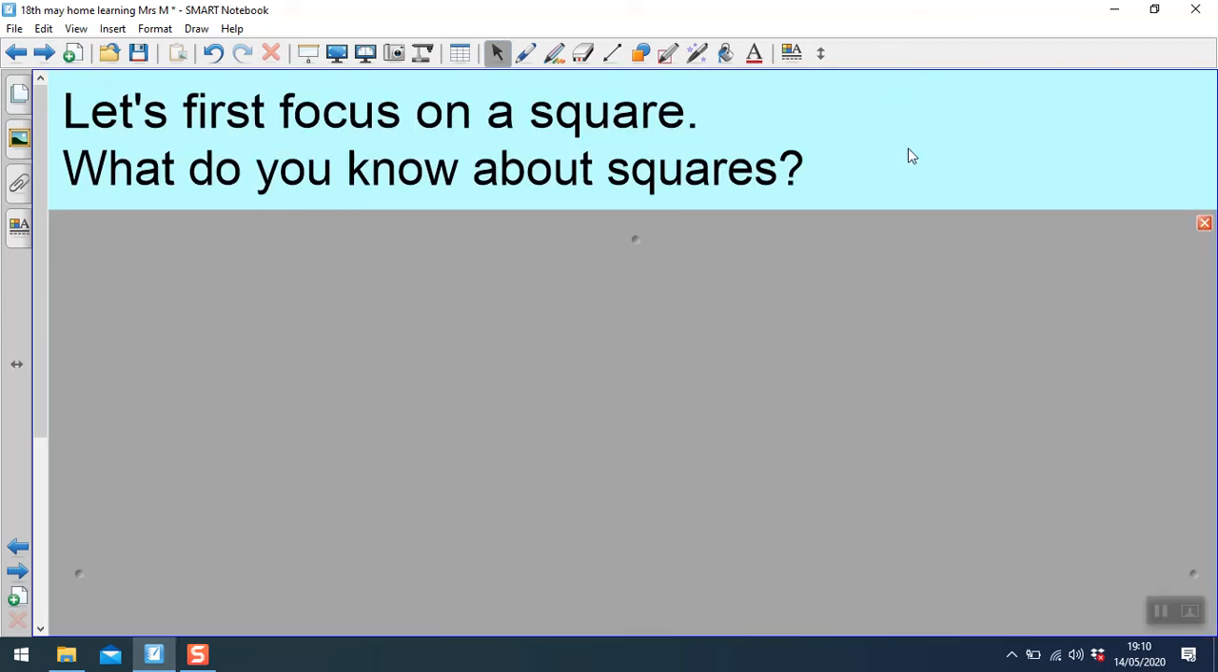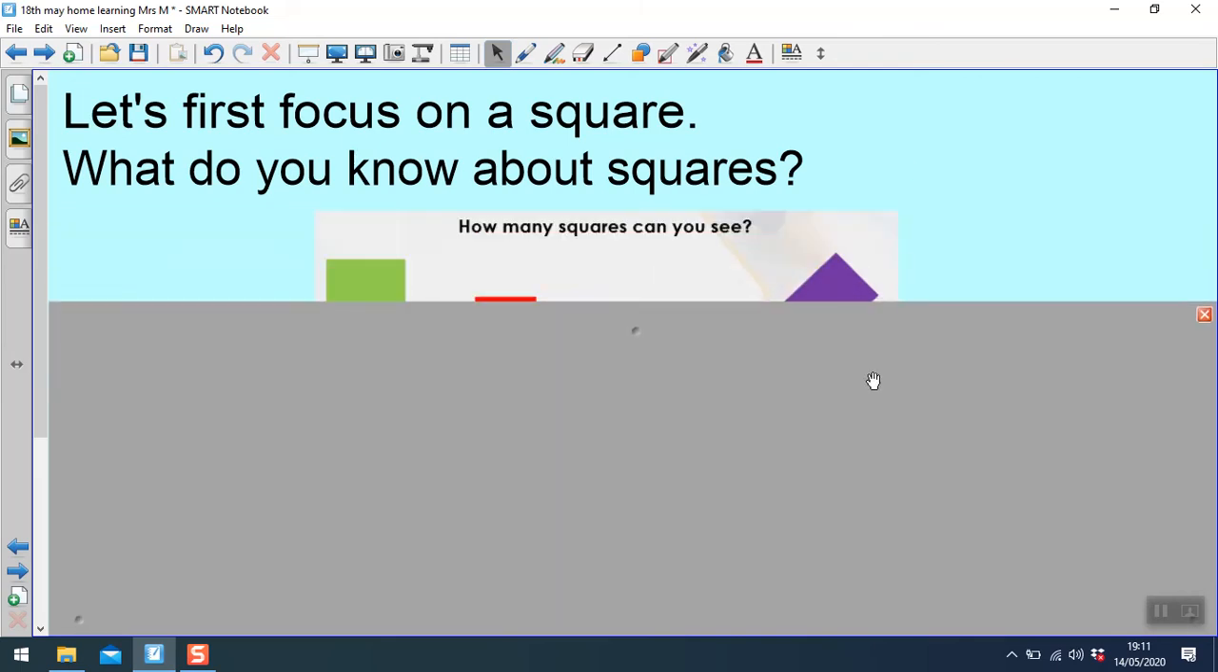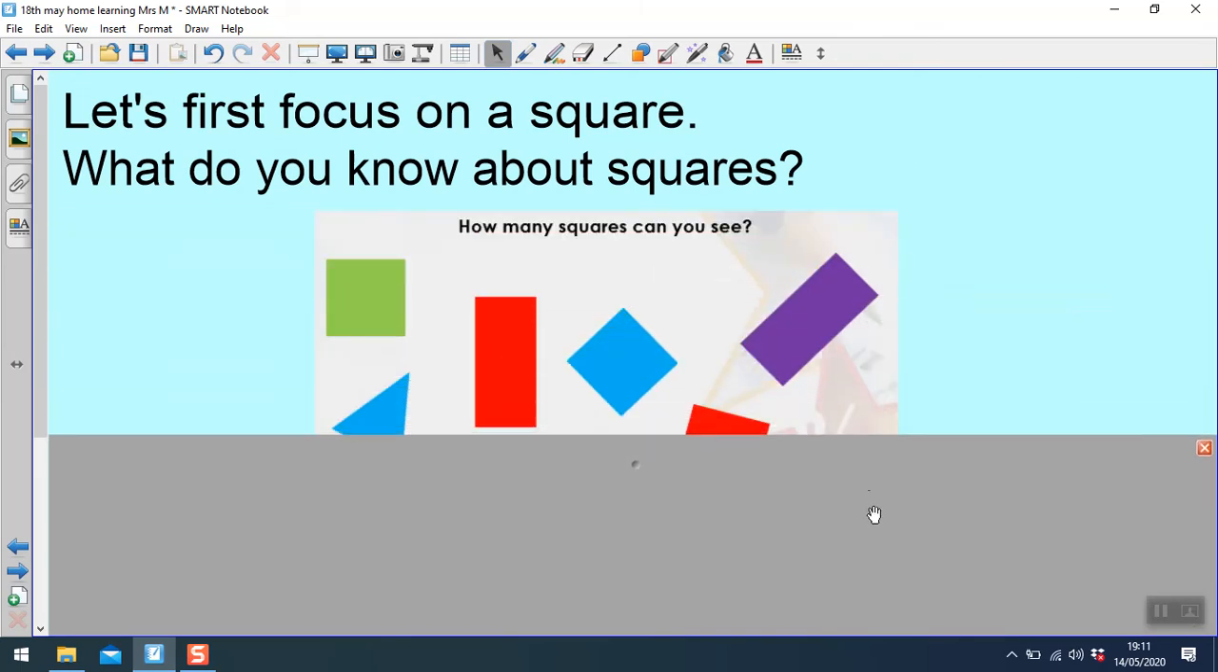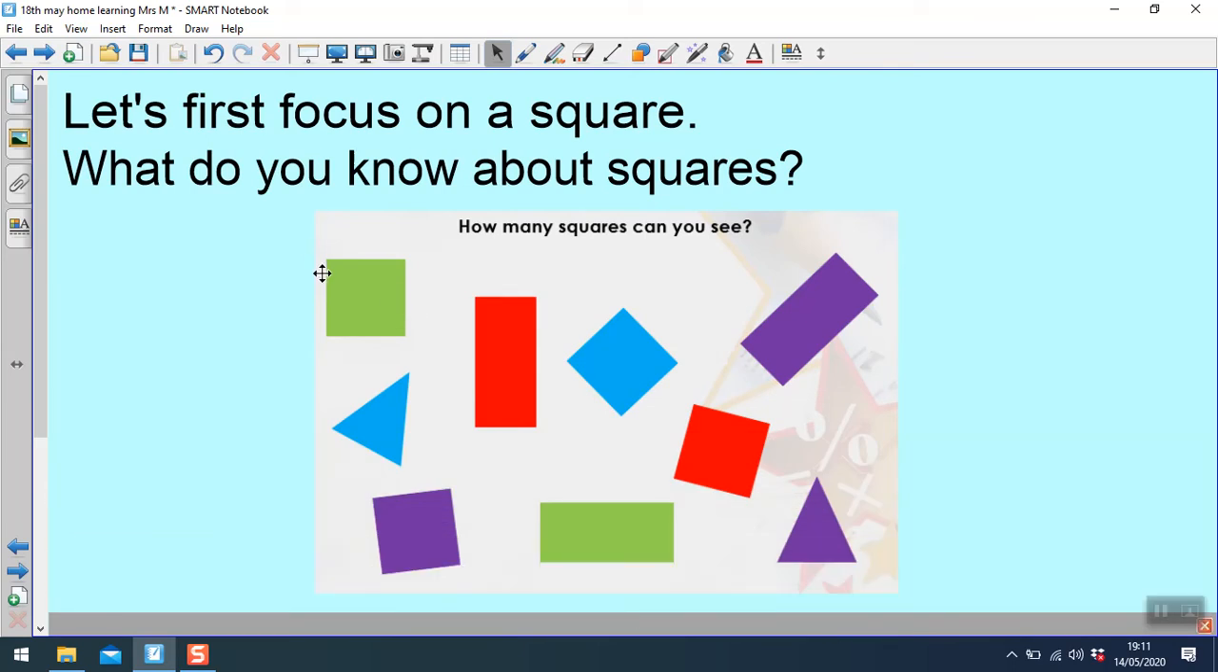Let's first focus on a square. What do you know about squares? Pause the video while you tell somebody in your family what you know about squares. Okay, so I know about squares that there are 4 sides. All 4 sides are the same length. And also, if you know about angles, there are 4 right angles on a square. 4 sides, all the same length. How many squares can you see below?